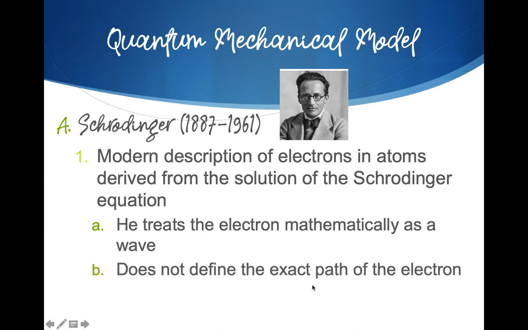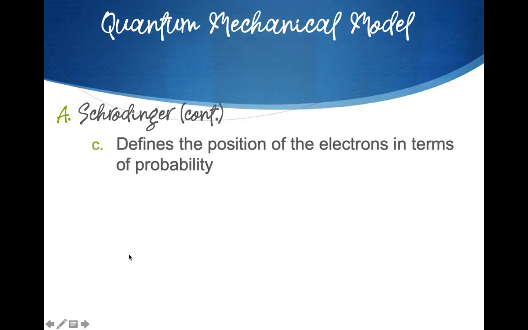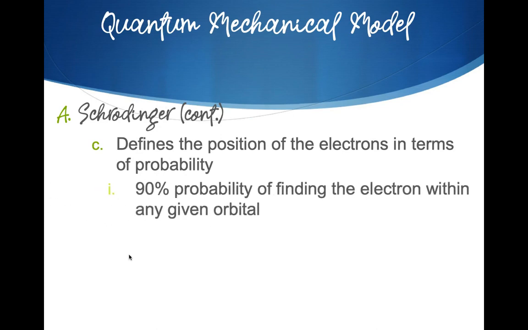It doesn't define the exact path of the electron. It's more like, at a moment in time, where would an electron be? Where is it expected to be based on the Schrödinger equation and the mathematical probability of that wave pattern? Again, it's the probability of where the electrons would be, but from what we can tell, it's a very good probability, about 90%. So when we use the Schrödinger model or the quantum mechanical model, and we say the electrons are located here and here and here, it's about 90% that at any moment, that is where the electron would be.